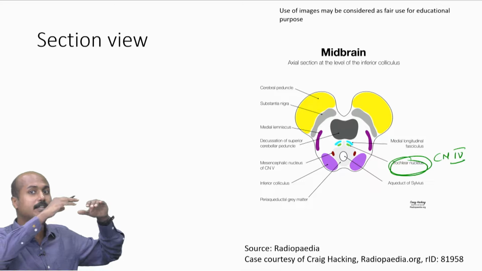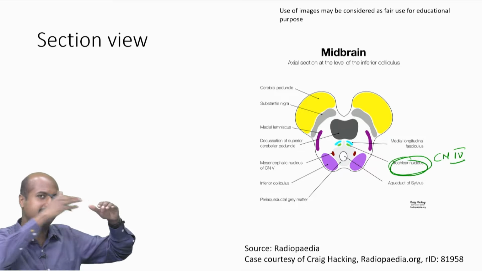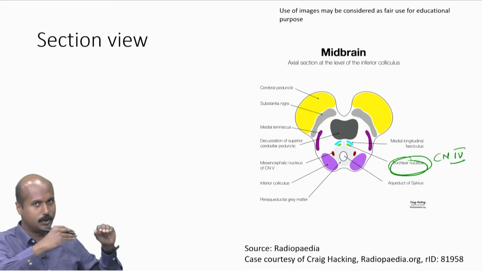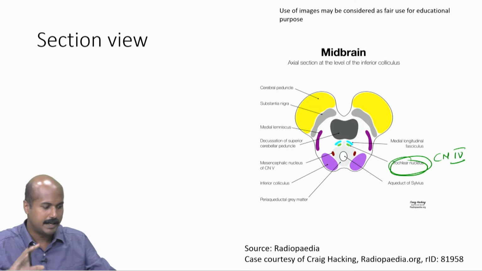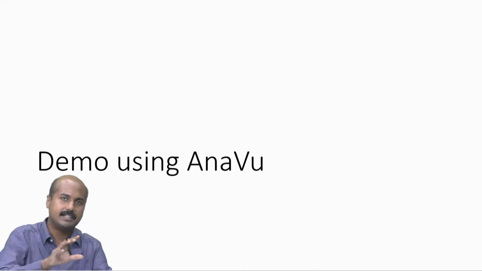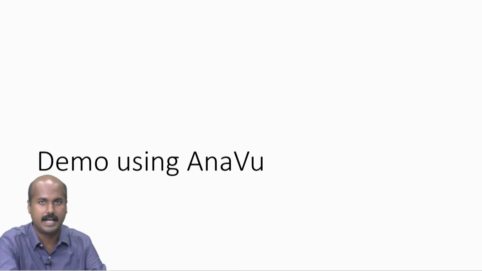So cranial nerve number 3 is the upper level nucleus that is seen in the upper level of the midbrain. Cranial nerve number 4 nucleus is seen at the lower level. Okay, this is the basic understanding about the midbrain external appearance and the sections. Now we will have a look at these same structures in a 3D perspective using the 3D tool called AnaView.